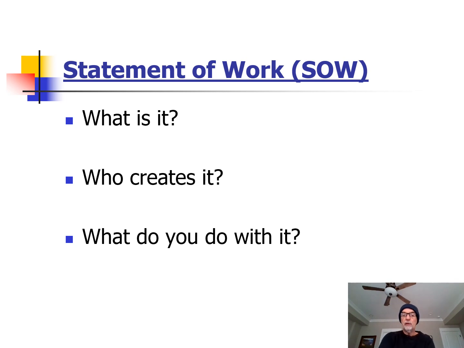Now, what I'm going to do for a large amount of time is walk you through all the pieces of a project that are needed from start to finish. So the first one is a statement of work, or an SOW. It's also called a scope of work. So what is it? It defines the requirements of the project. So when the project is done, what exactly is it going to do?